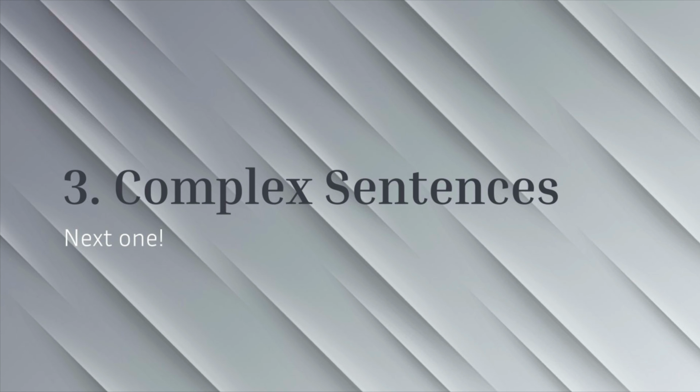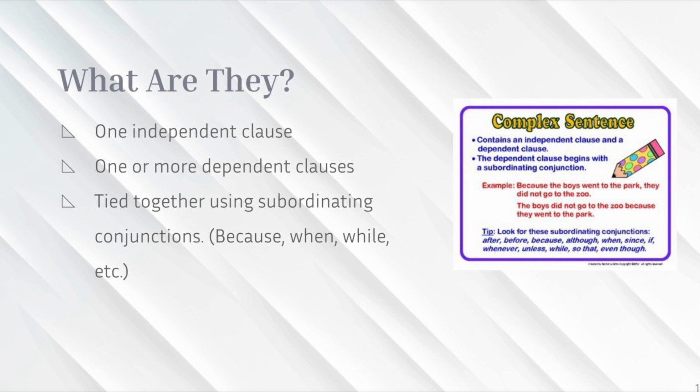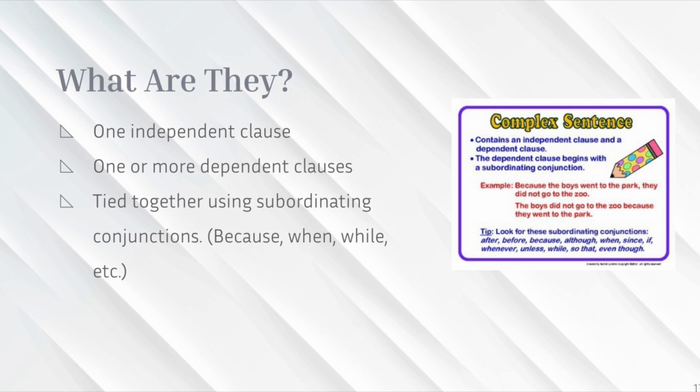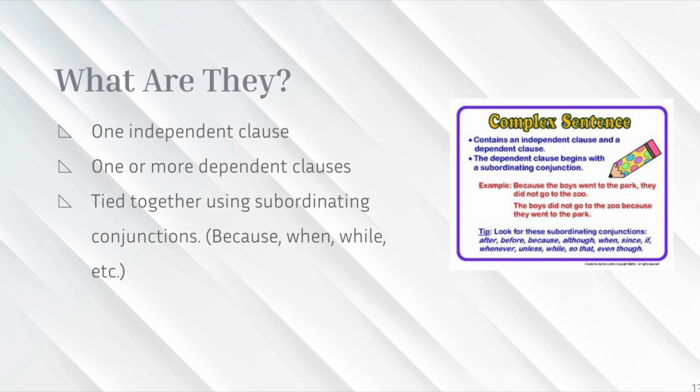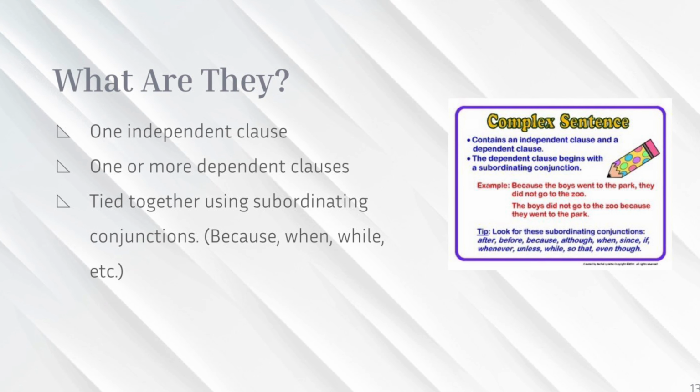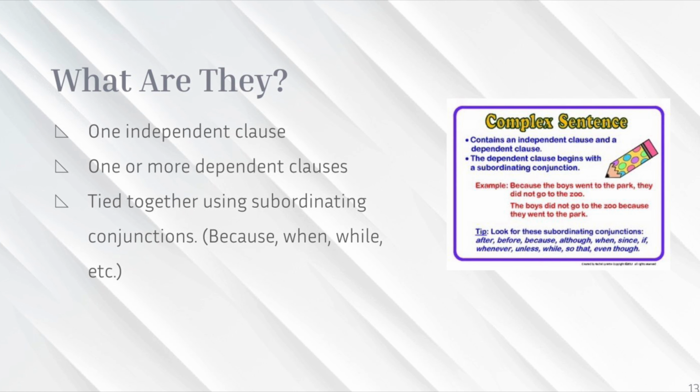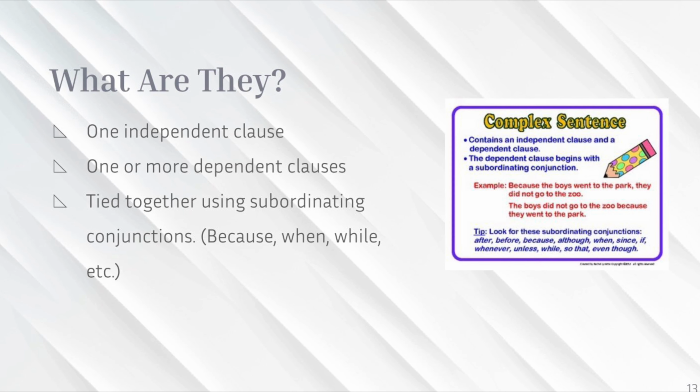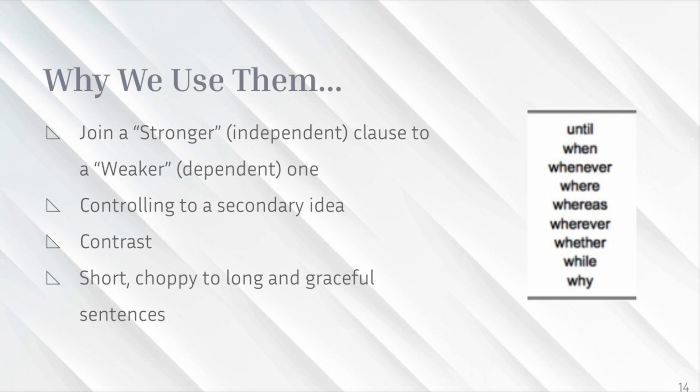Next up, we have complex sentences. Complex sentences are composed of 1 independent clause and at least 1 dependent clause. They are tied together using a subordinating conjunction. A few examples of these are because, when, while, and there are many more. These sentences are used to join a stronger clause, which is the independent, to a weaker one, which is the dependent. In other words, a controlling idea to a secondary idea. They provide contrast between the 2, and they take short, choppy sentences to long, graceful ones.